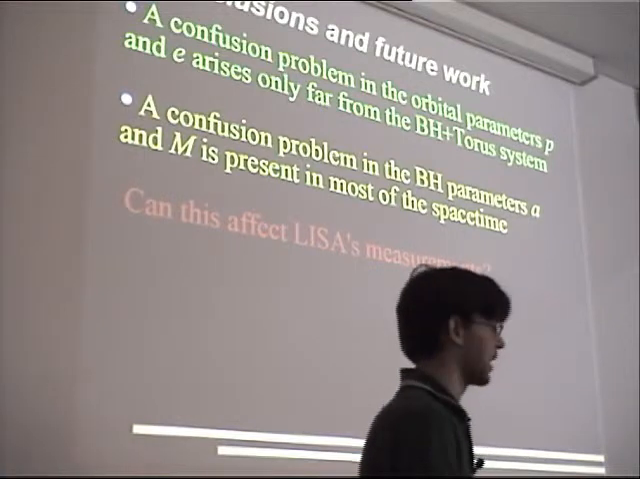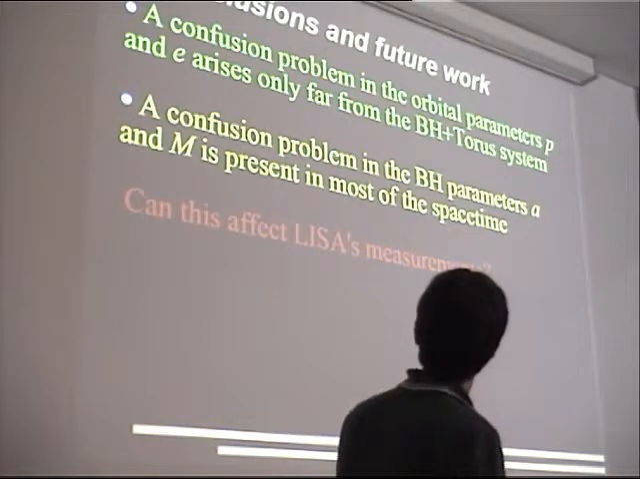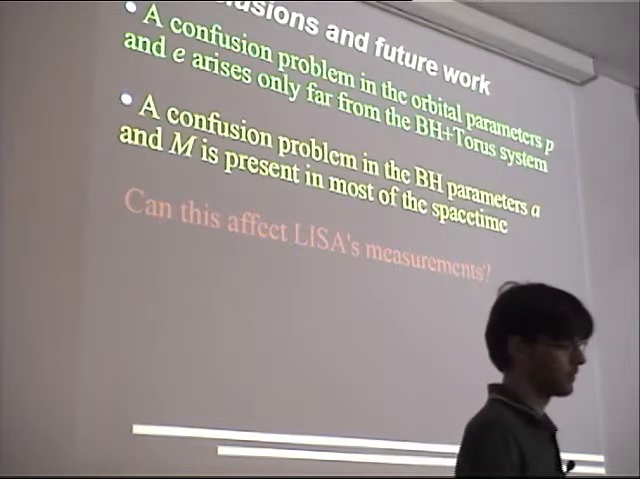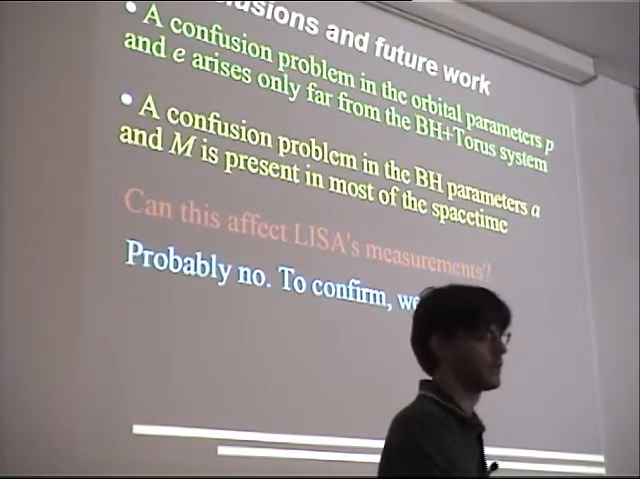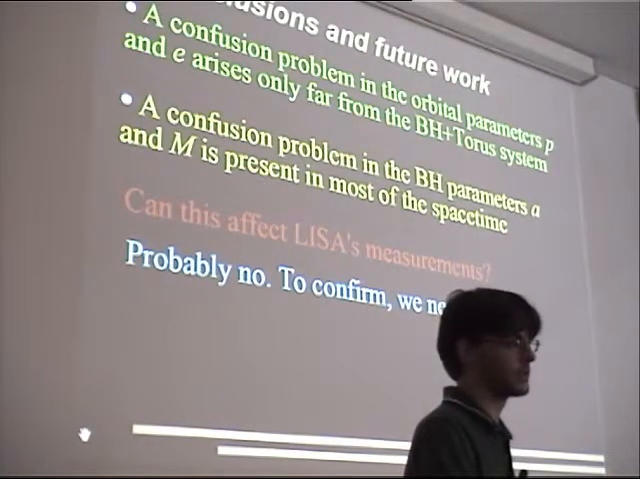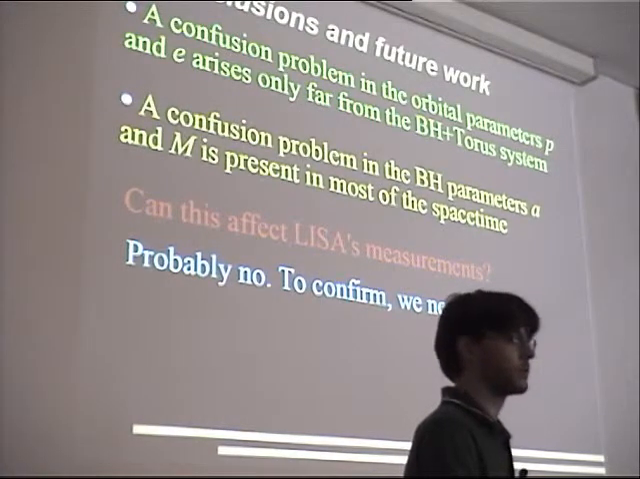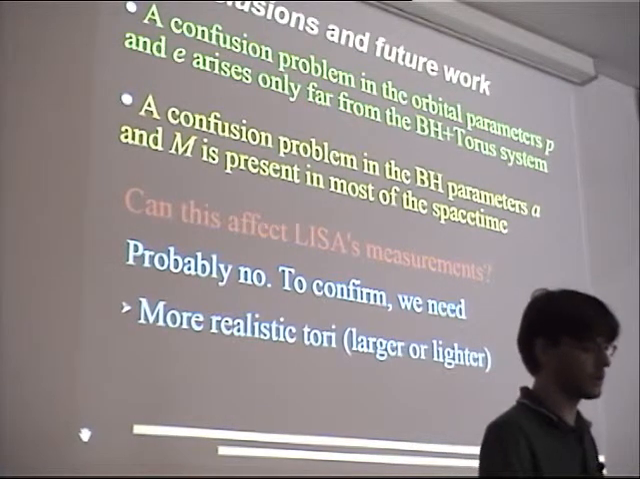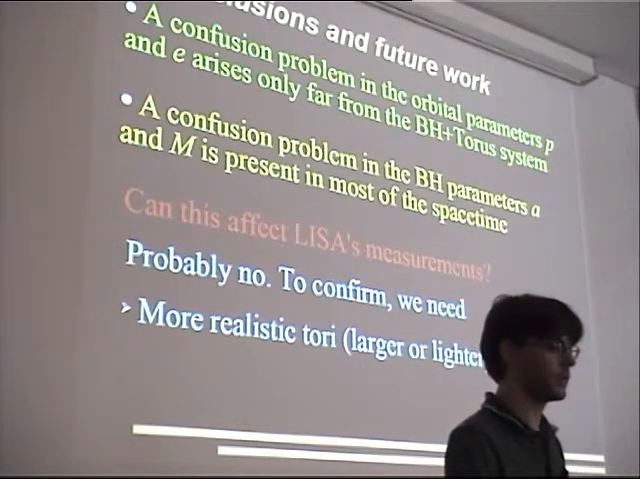How relevant is this for LISA? Can this affect it? In principle one may say you have a confusion problem in the black hole parameters A and M, so you could have an impact on the measurement of A and M. Well, I don't think this is relevant for LISA because these systems are still quite physically unrealistic. They are too massive and too close to the hole. But to confirm this and to really explore the effect of a disk on the waveforms, we first need more realistic tori, that is either larger, more extended in radius, or lighter.